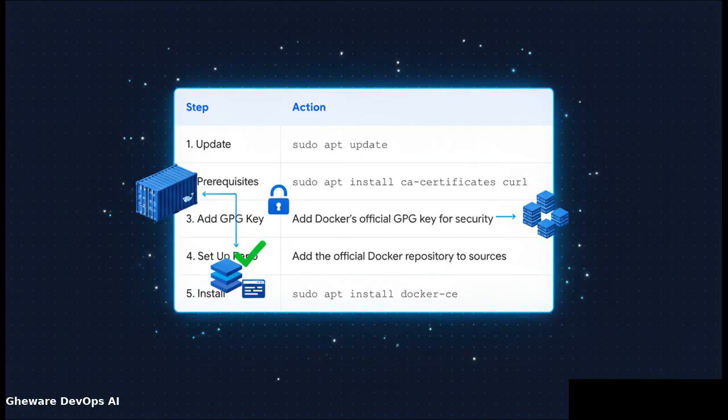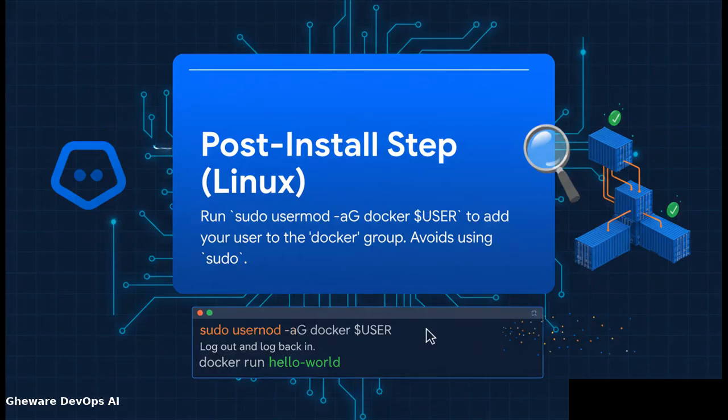Now, listen up, because this is a critical post-install step that's going to save you so much frustration. Out of the box, you have to type sudo every single time you run a Docker command. To fix that, you just need to add your own user account to the special Docker group using this one command here. After you run it, you do have to log out and then log back in again for it to take effect. But from then on, no more sudo. It is a massive quality of life improvement, trust me.